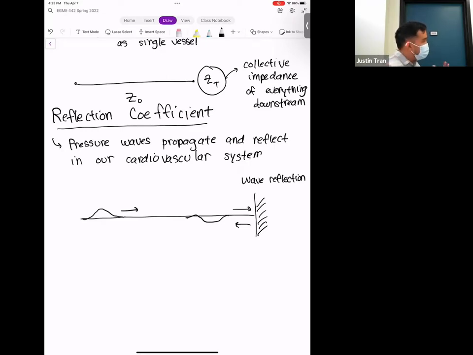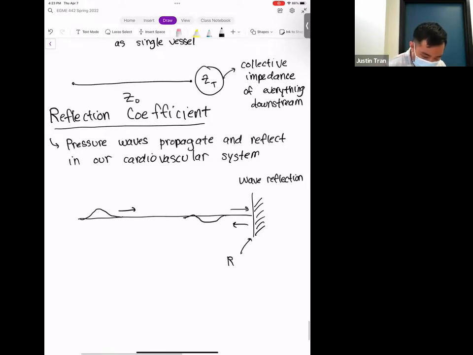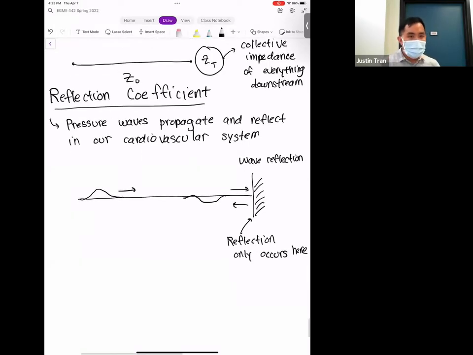But in this case, it's not perfectly descriptive of what happens in the cardiovascular system because the reflection only occurs at one point. Okay. It's not until the pressure wave reaches the very end of its path that it starts to reflect and come back. Okay. If you remember when we started this discussion of impedance, I told you that pressure wave reflection can occur at other locations in the tree as well.